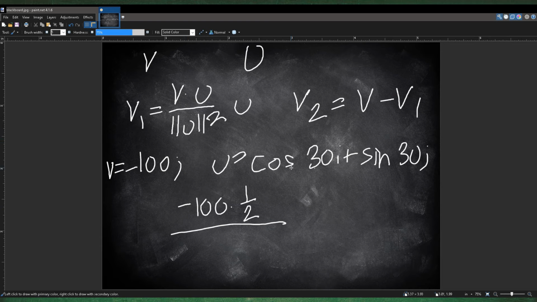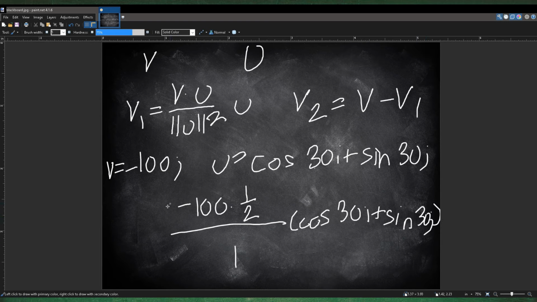The magnitude of u is cosine of 30 squared plus sine of 30 squared, which is basically 1, because that's the Pythagorean identity for trigonometry. And then you multiply by the vector u, which is just cosine 30 i plus sine of 30 j, right?